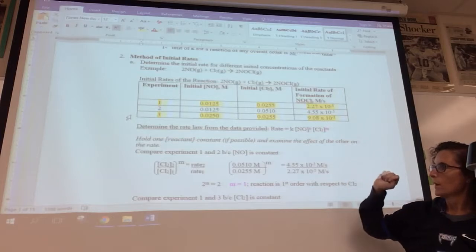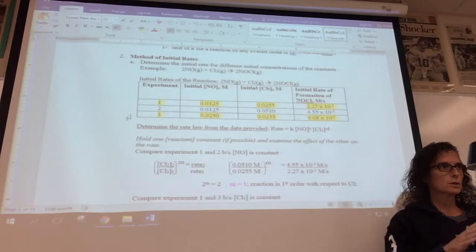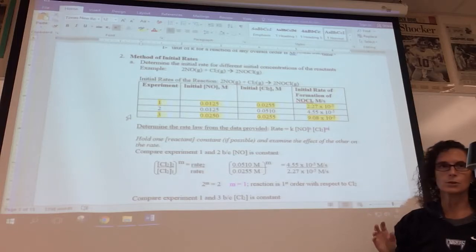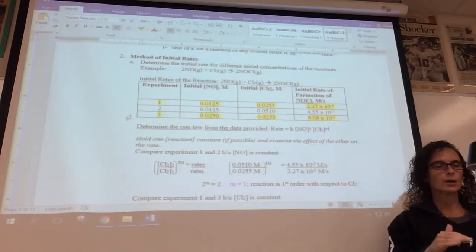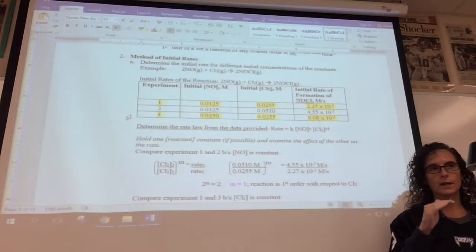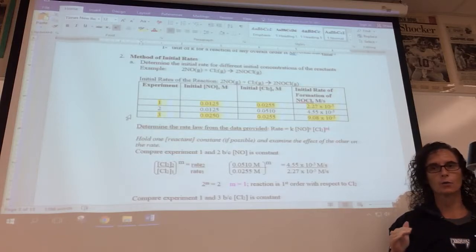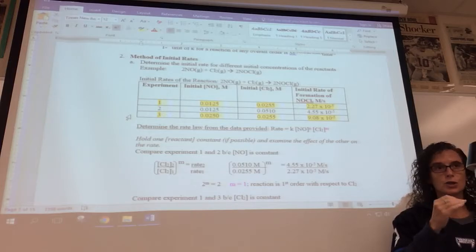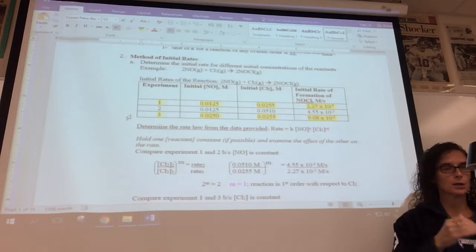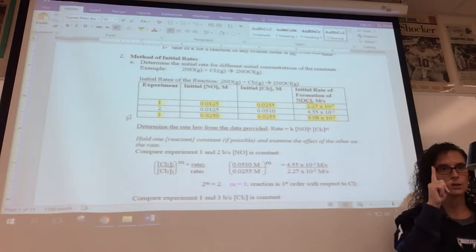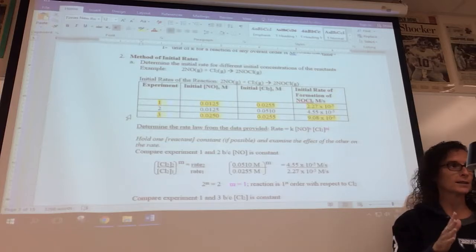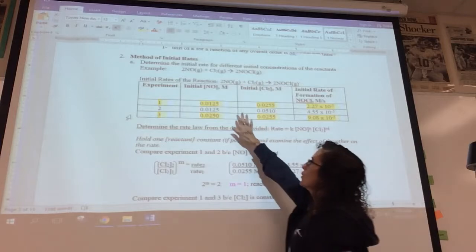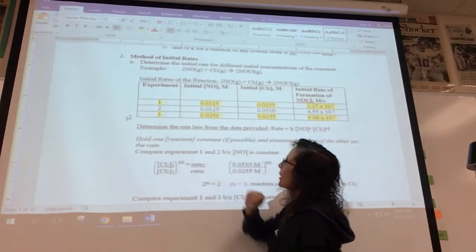Okay. In terms of this approach, as we talked about the other day, you want to hold one concentration constant and look at the effect of altering the other concentration on the rate. What you are investigating has to change in concentration. If you divide those two concentrations and you have 1, you're not looking at the effect of a change. Be careful there. I've seen kids do that. So you can hold it constant in experiments 1 and 2.